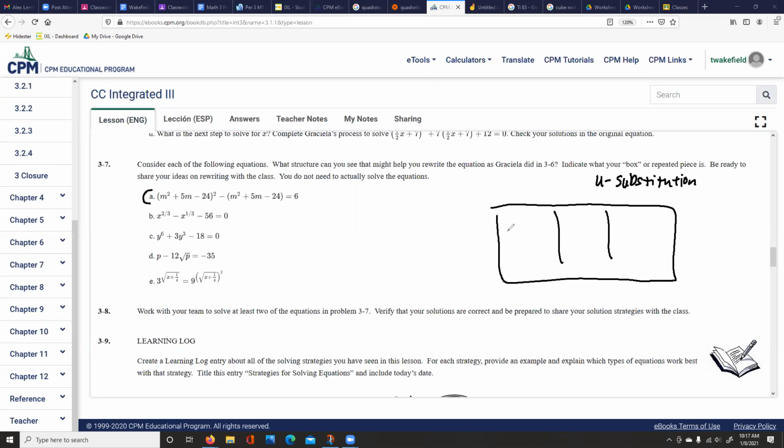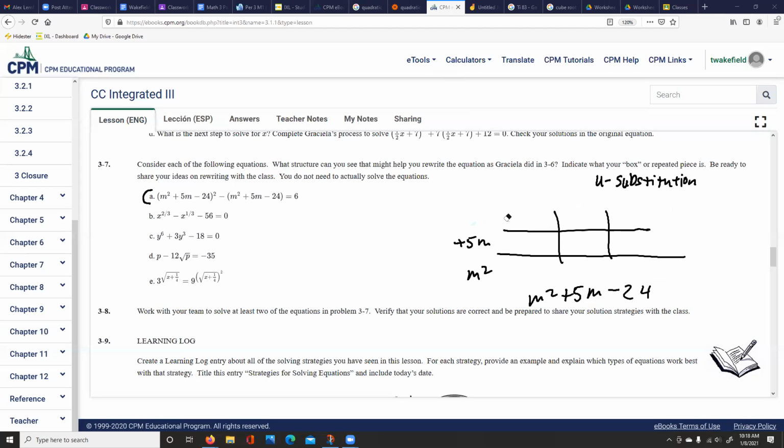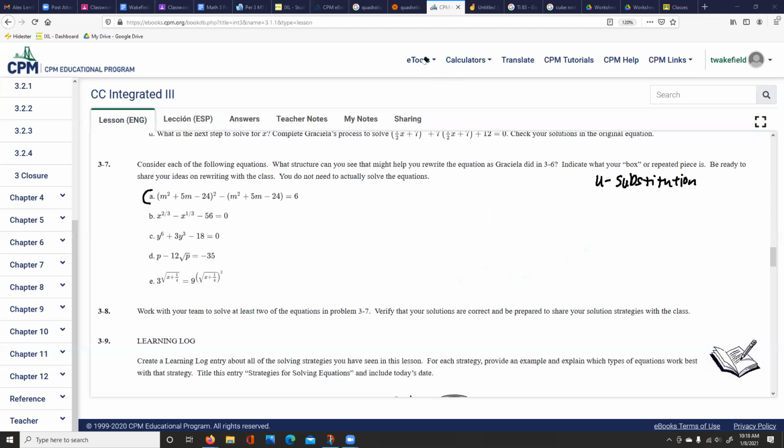We have a lot of stuff here, like m squared plus 5m minus 24 times m squared plus 5m minus 24. We'd have a big rectangle, and I don't think we want to do that. So let's erase that. There's a shorter way to do it, and it's U-substitution, right?